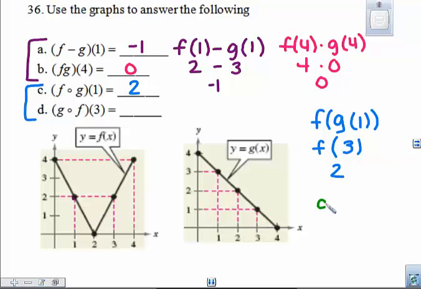D works the same way. It's g of f of 3. So f of 3 is the input. We input a 3 into the f function. That gives us 2. So now we're inputting a 2 into the g function, and that is 2.